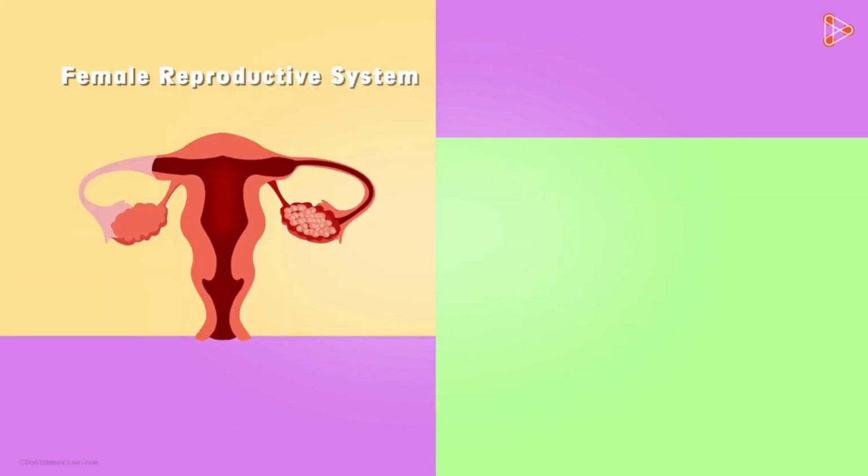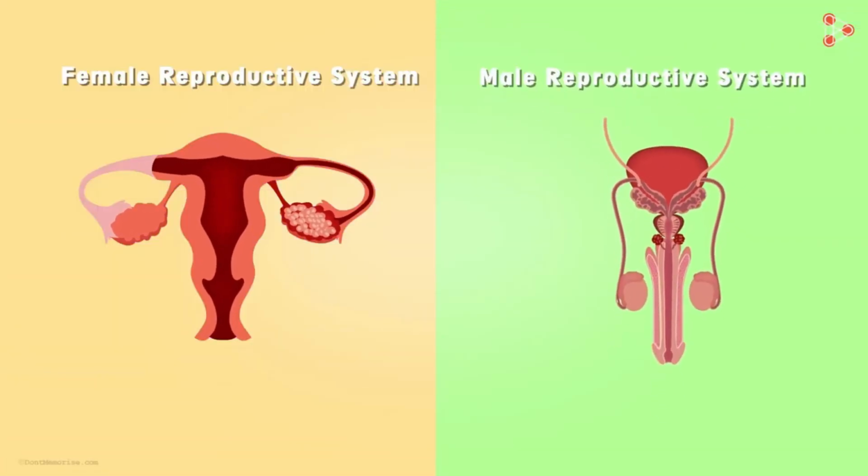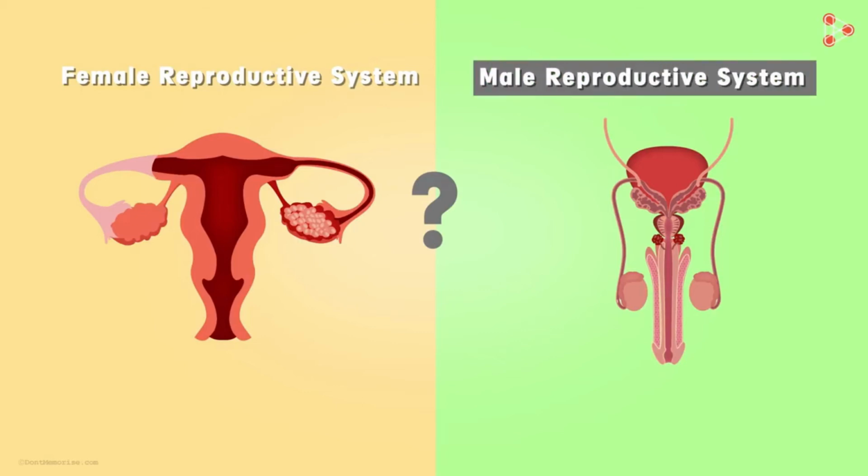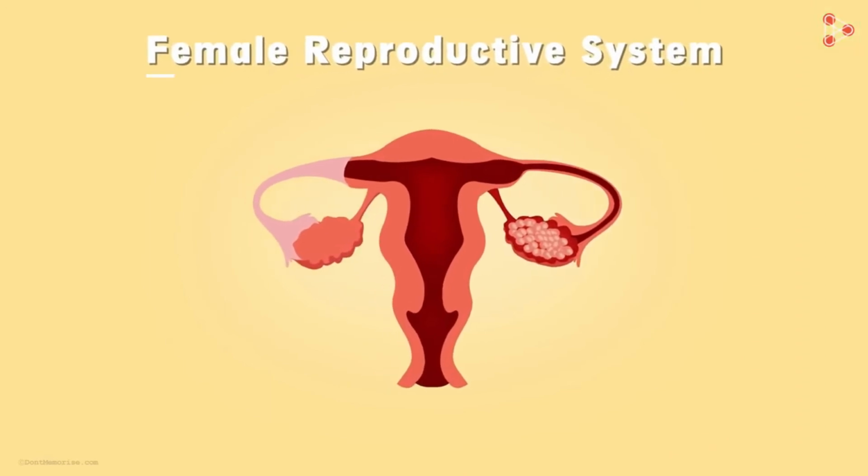Now that you've learned both the reproductive systems, can you tell me which one is more complex than the other one? Just think for a moment. If you think it is the male reproductive system, then you may be wrong. Yes, the female reproductive system is more complex.